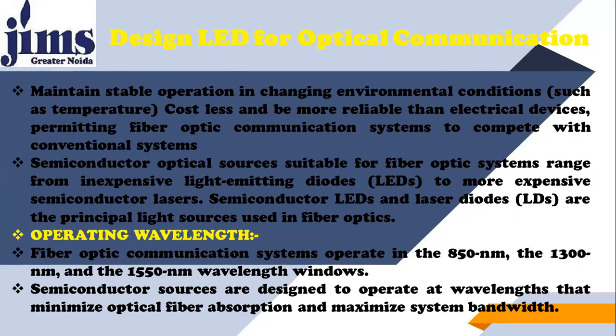So semiconductor sources are designed to operate at wavelengths that minimize optical fiber absorption and maximize system bandwidth. So we have to choose that type of wavelength that does two things. One, minimize losses that come in the form of absorption, and second, maximize the bandwidth, meaning the capacity that we want is more. We want more information to be transferred with optical fiber.